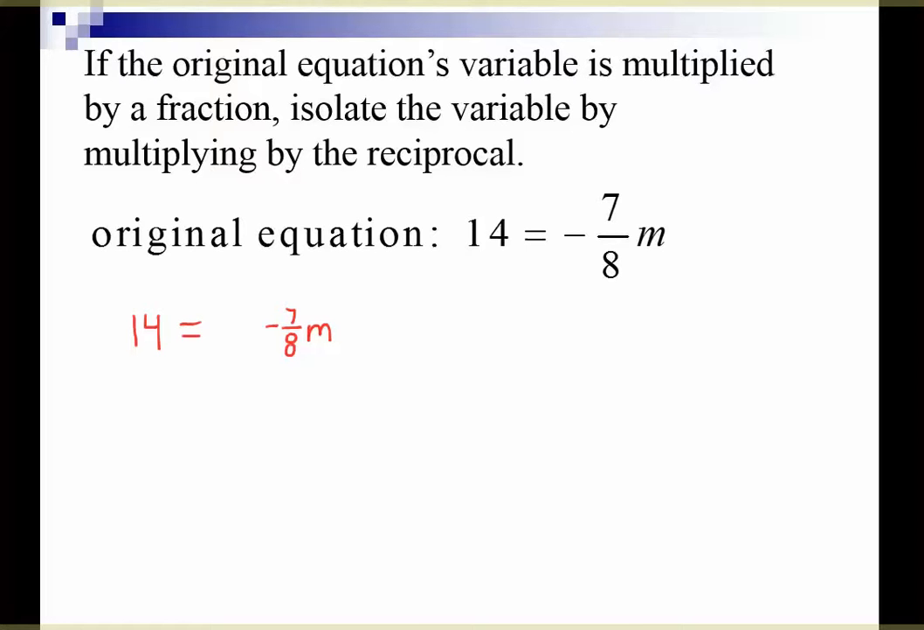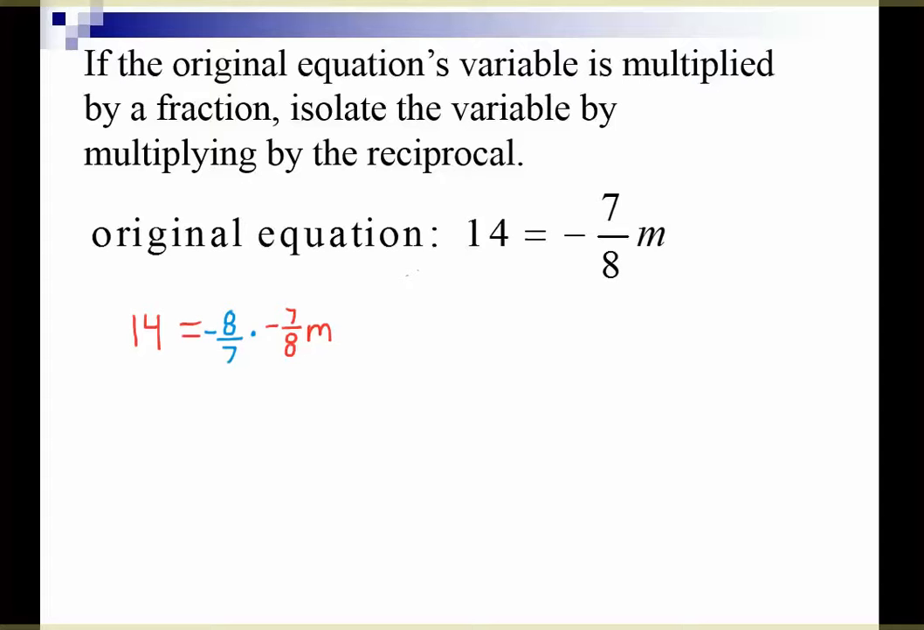All right, what do we do? How do we get that m by itself? Right now it's glued to the negative 7/8 by multiplication. Okay. When you have a fractional coefficient, the quickest way to undo it is to actually multiply it by its reciprocal. And we talked about reciprocals. What is the reciprocal of negative 7/8? Well, we're going to flip that, and we're going to get negative 8 over 7. That would be the reciprocal of negative 7/8.